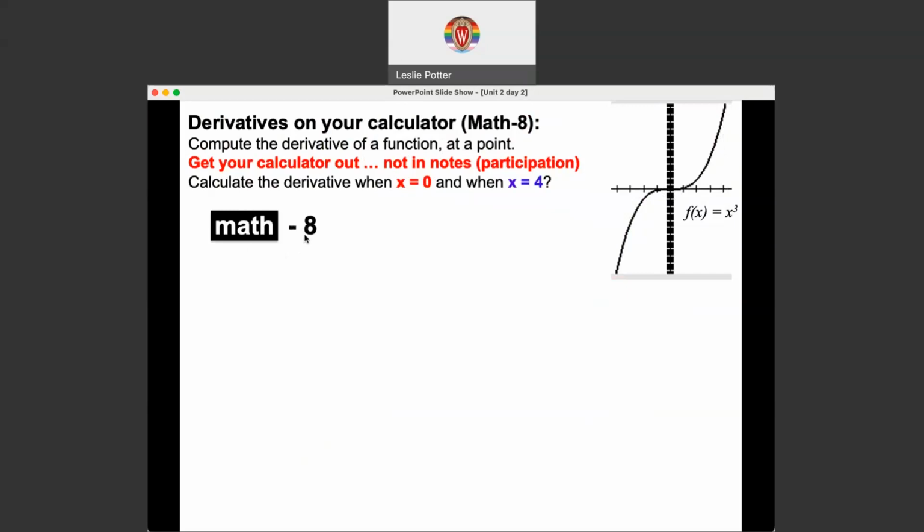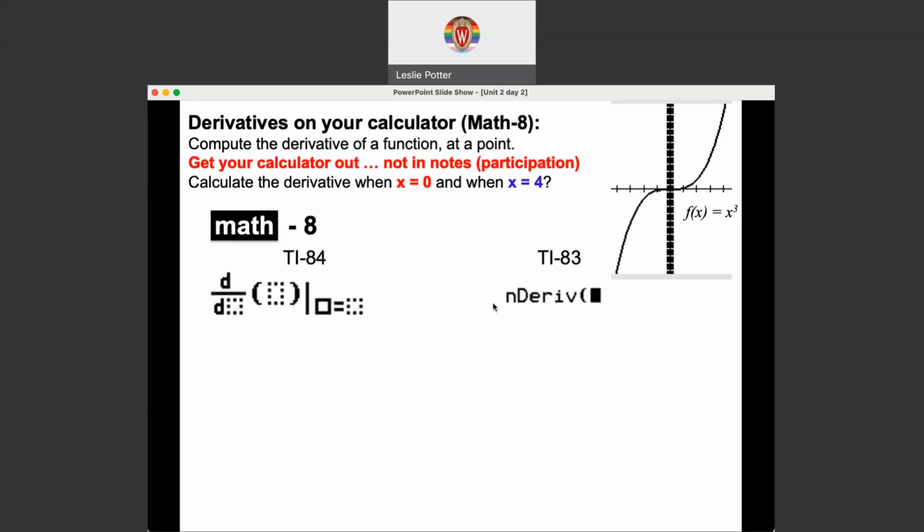So if you look at your calculator, I'm looking at my calculator right now. The Math key is on the left-hand side. It's the third button down, underneath your alpha key. And the 8 is just the 8th option underneath that menu. Okay, so I'm not sure if anybody has a TI-83 anymore. Those are pretty old. Most people have a TI-84, but these are the two notations that you could possibly see.